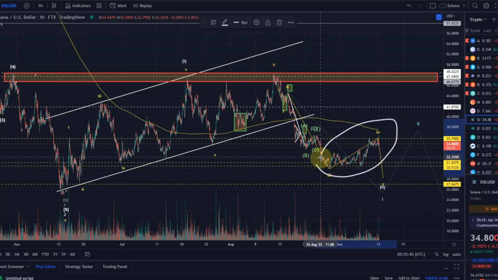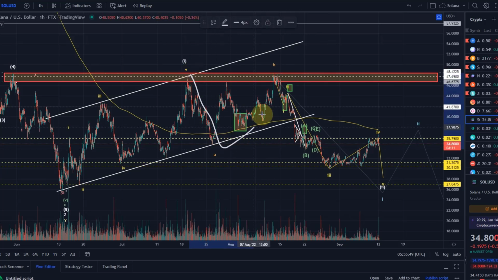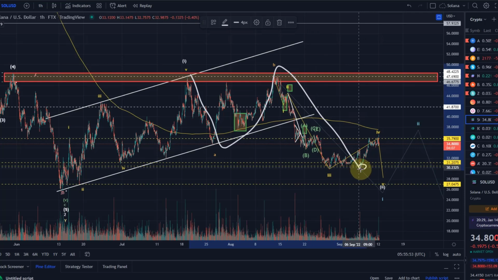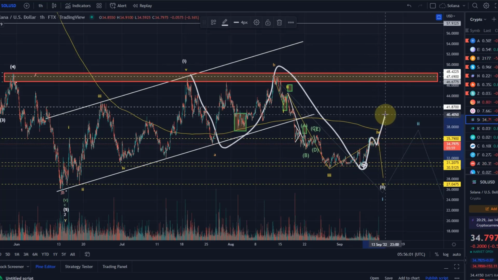That's for me not a clear impulse. Well, there is the possibility that we say A, B, C at this low, and that we're already going up. You can see this has corrective structures here. But we would need to push higher now in 5 waves.